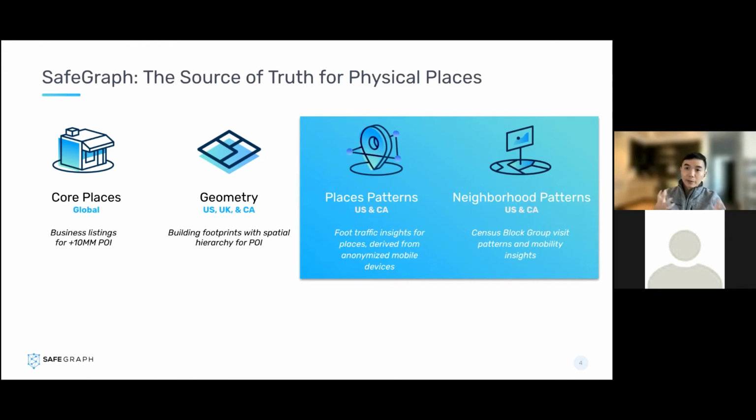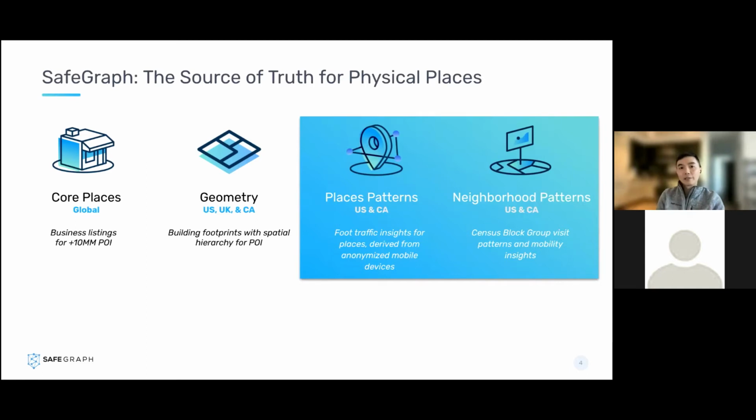Then the topic of this talk is our patterns data set. This is foot traffic data for the rows in our points of interest data, aggregated into 2 different products. There's our places patterns data set. For each row in the core data set, if we have foot traffic for that point of interest, that's what we call a places pattern. So this particular Starbucks on 123 Main Street, what are the visitors this month? How busy is it by time of day? Where do the people who visited this point of interest come from? These are the types of questions at the place level.